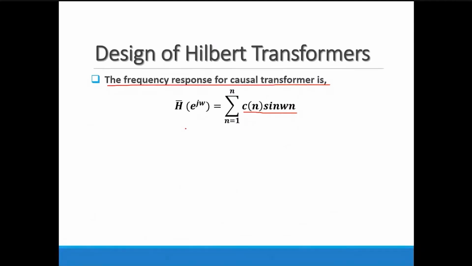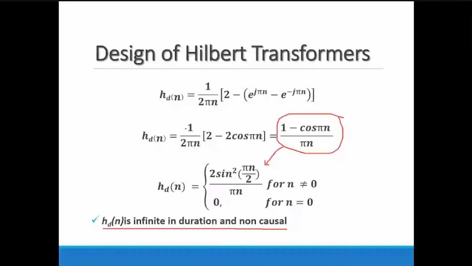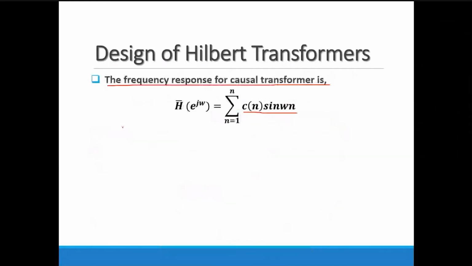Earlier, whatever equation we have written over here, that is for infinite duration and which is non-causal. So here we are taking the C[n] coefficient. I will show you the C[n] coefficient in the example, how to calculate. So here it is known as H'(e^{jω}), that is summation from n is equal to 1 to N of C[n] sin(ωn). Through this equation, we are able to calculate the frequency response for a causal transformer.